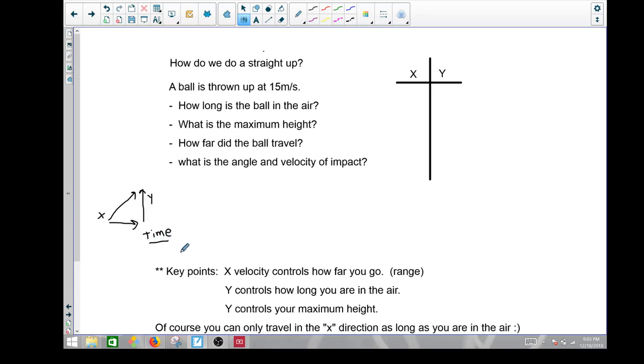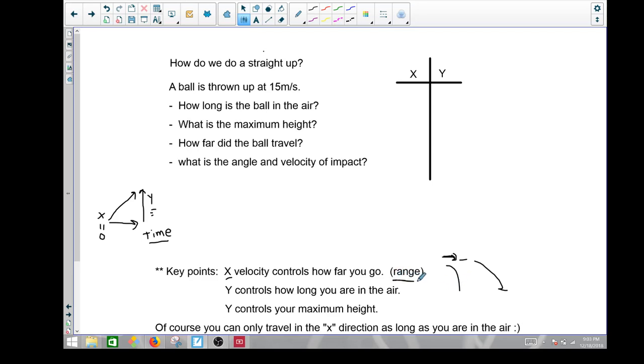Now, in this problem where we're only throwing something straight up, there is only a y component, or you could say the y component is present and the x component simply equals 0. So just a couple general rules you want to be aware of. The x velocity controls how far you go horizontally. So for example, if you're throwing a rock off a cliff, which is the next problem we'll look at, then the faster you throw it horizontally, the farther it travels. And that's it. The x velocity controls how far horizontally you travel.